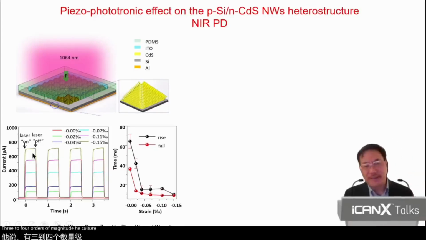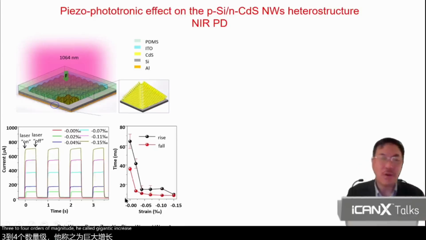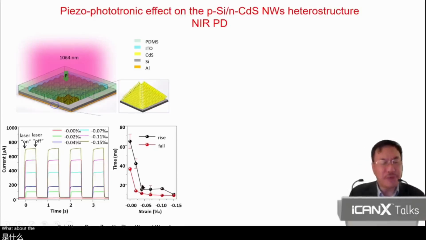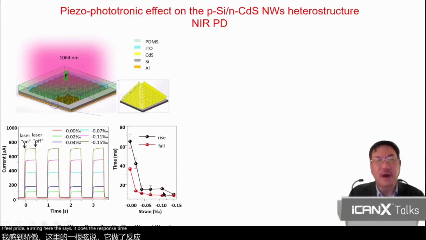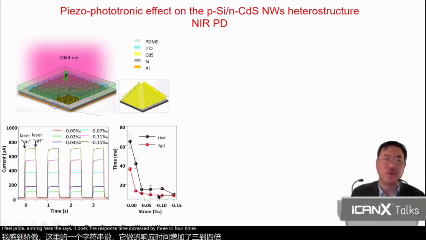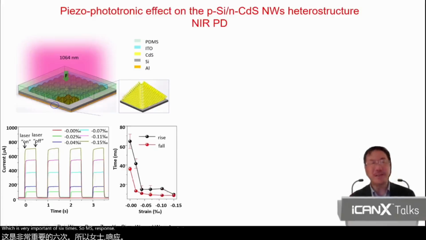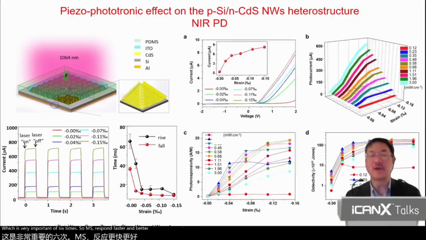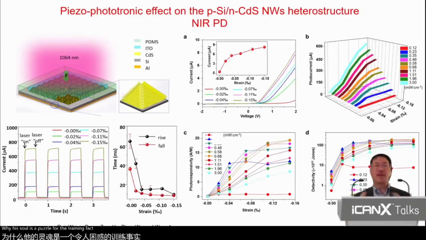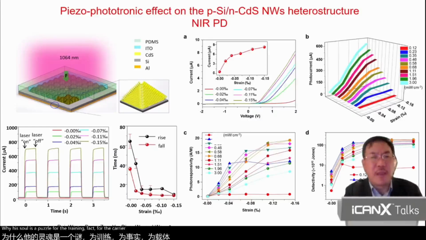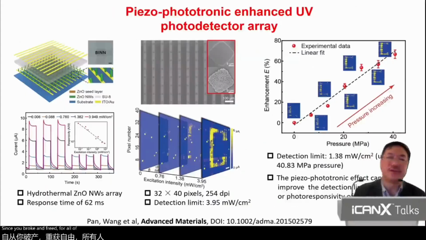It's a gigantic increase. Now, what about the response speed of the photodetector? After you apply the strain, the response time improved by 3 to 4 times, or even 6 times, which is very important. It means the response is faster and better. Why is that so? It is because of the piezo-phototronic effect on the carrier separation. We have many examples of this for photodetectors.